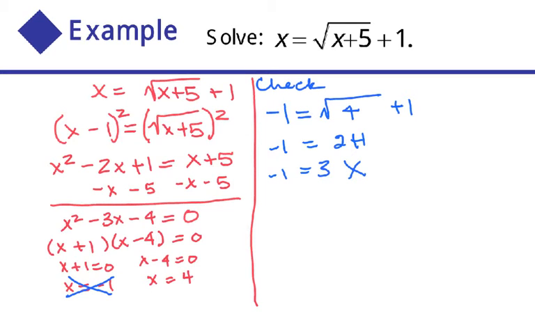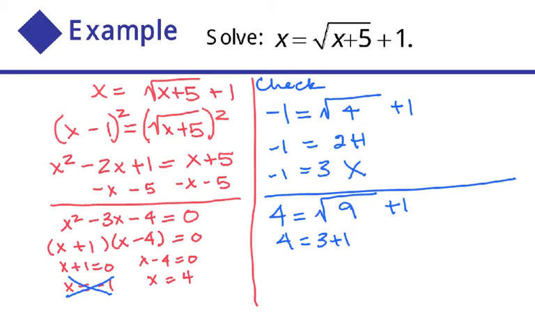The next one, we'll say 4 equals the square root of 4 plus 5, which is 9, plus 1. 4 equals 3 plus 1. 4 equals 4. That checks. So out of the two possible solutions we got, only one of them is a true solution of the equation. So our answer is x equals 4.